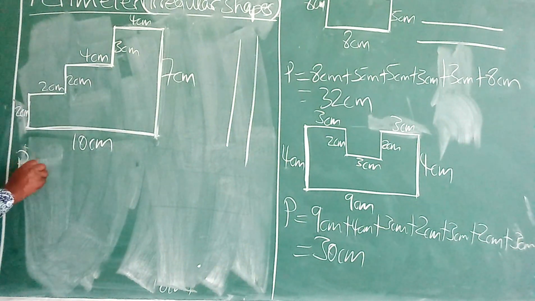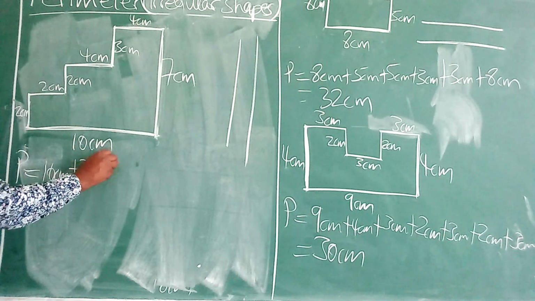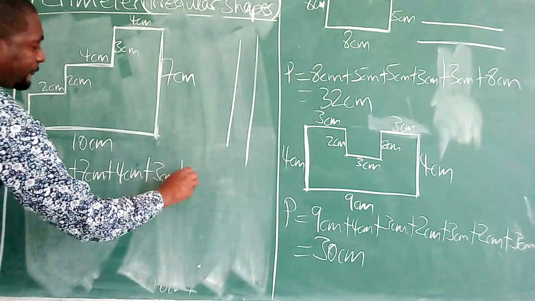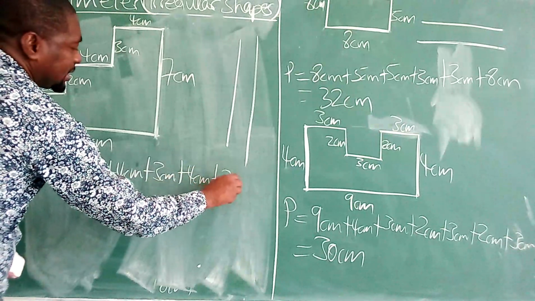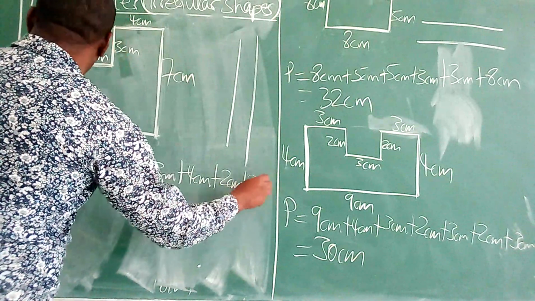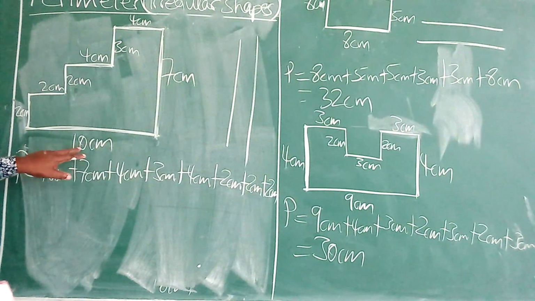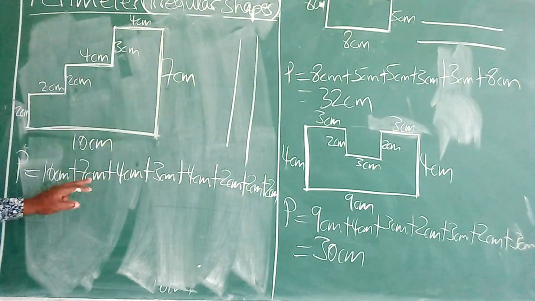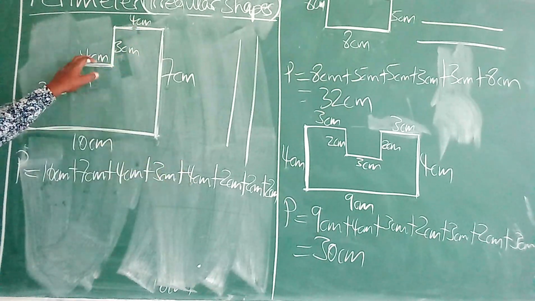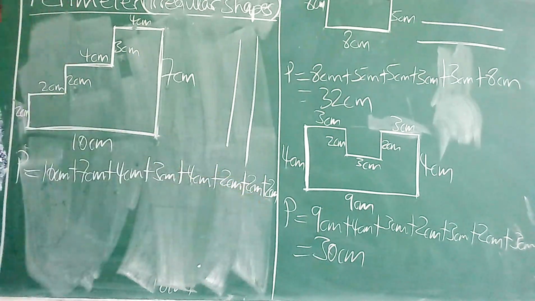Now let's find the perimeter of the shape. So we have 10 centimeters plus 7 centimeters plus 4 centimeters plus 3 centimeters plus 4 centimeters plus 2 centimeters plus another 2 centimeters plus 2 centimeters. So we have 10, that's the 10 here, 7, the 7 here, 4, then we have the 3, then another 4, we have the 2, we have another 2, and then this one, 2.